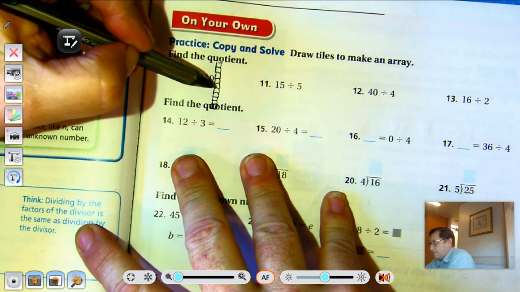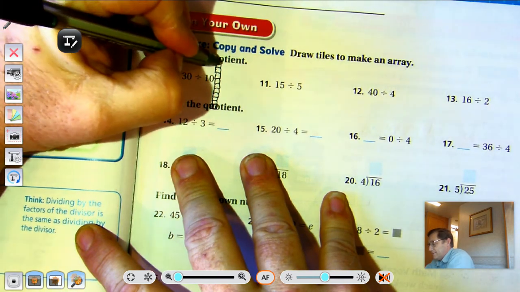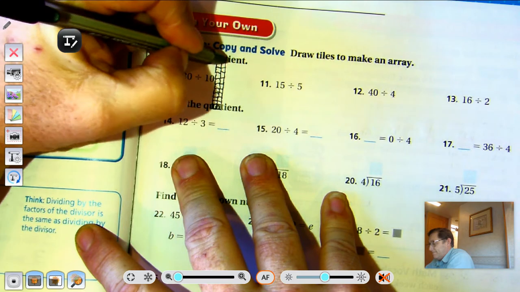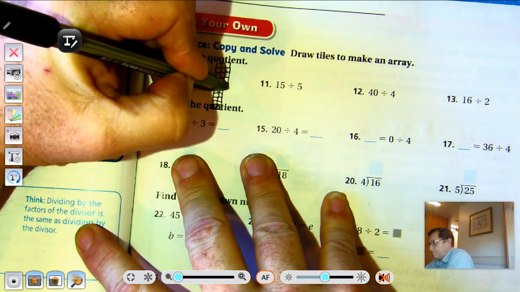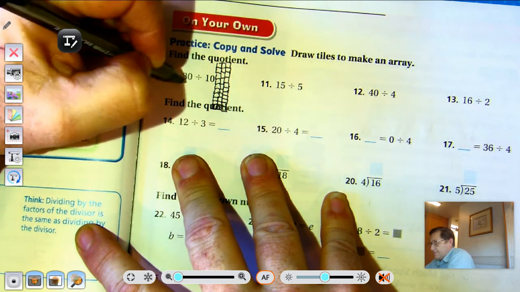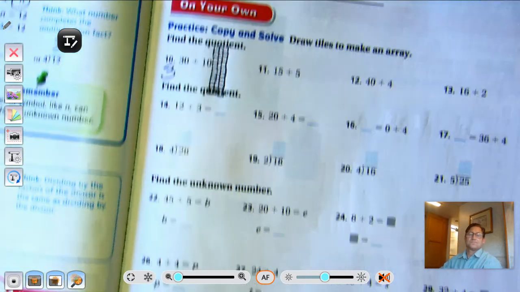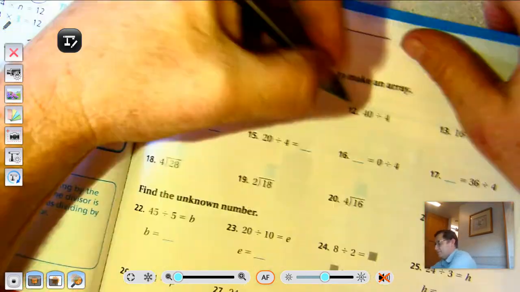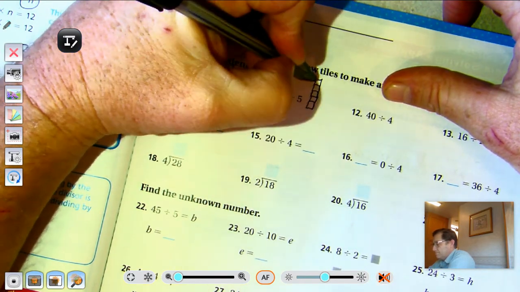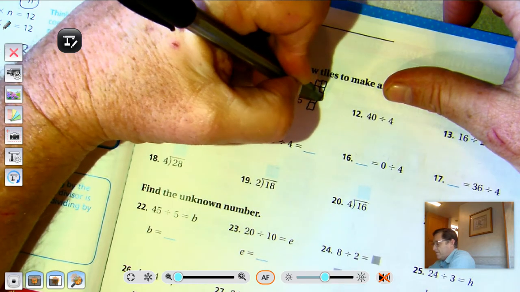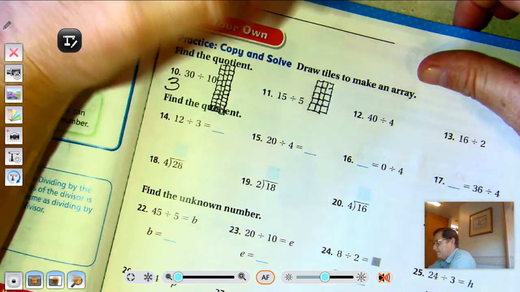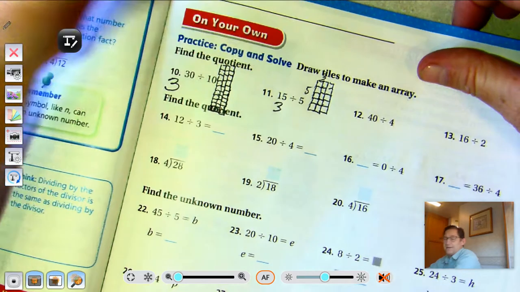One, 2, 3, 4, 5, 6, 7, 8, 9, 10. 20. 30. So 30 divided by 3 is 3. 15 divided by 5. So we have a row of 5, 5 rows. And we're going to keep adding to the rows until we've used all 15. That's 10. That's 15. So 5 by 3.